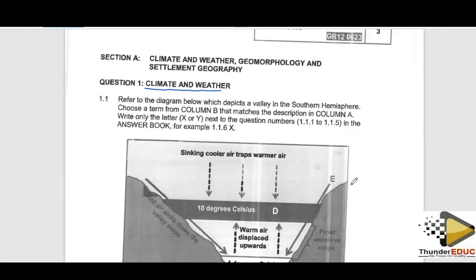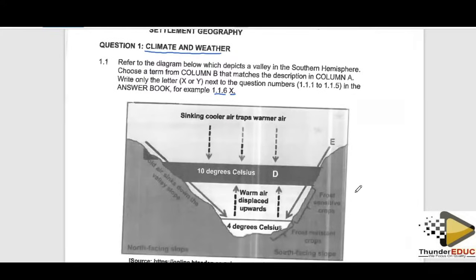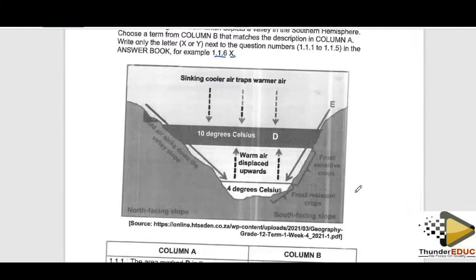For example, 1.1.6, which is X. So that is another instruction that you must also look at very carefully, whereby you just have to indicate the number and the given letter as they've indicated to you here. This is the letter. All right. So that is the diagram which does show or depicts a valley in the southern hemisphere. Something maybe to look at.